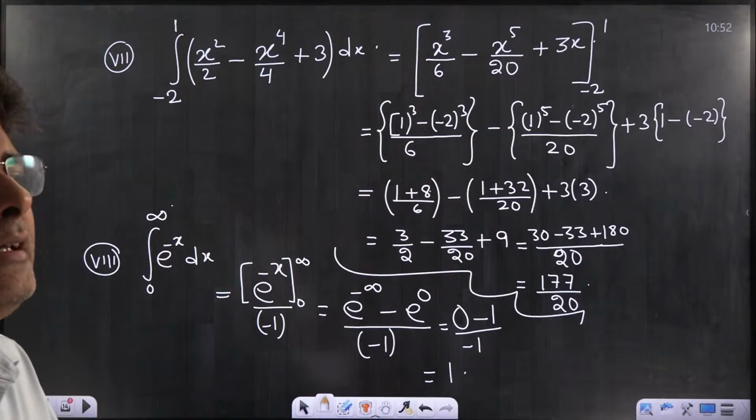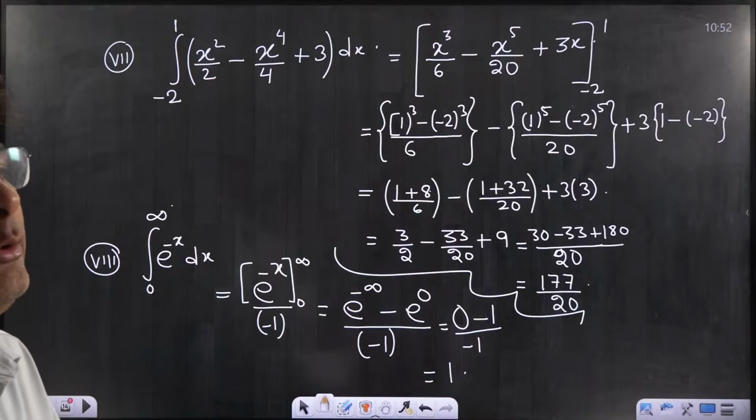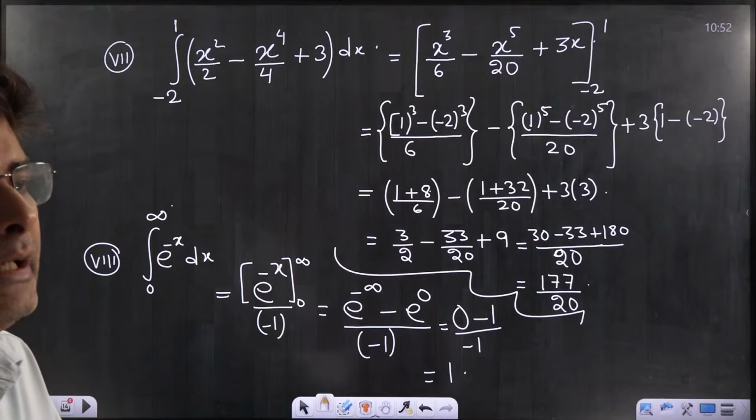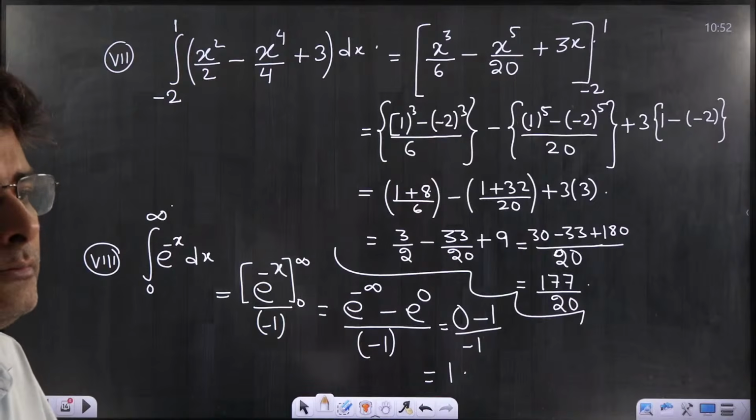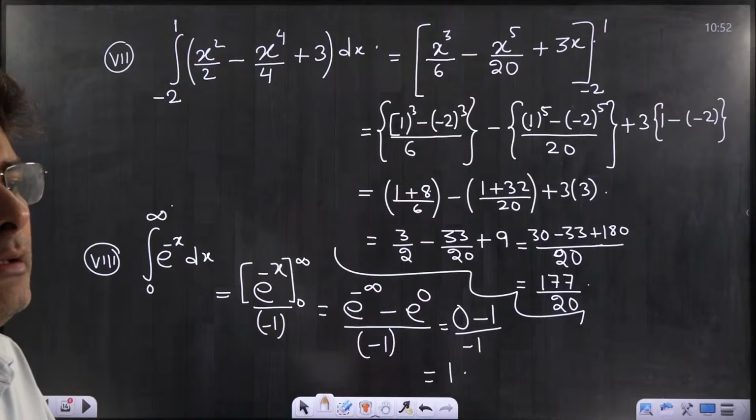Beta, answers in decimals we should not write, sir. If you know very well, you are going to write the NEET exam in which you have 4 options. If you have 4 options, you will see whether they are asking decimal or not.